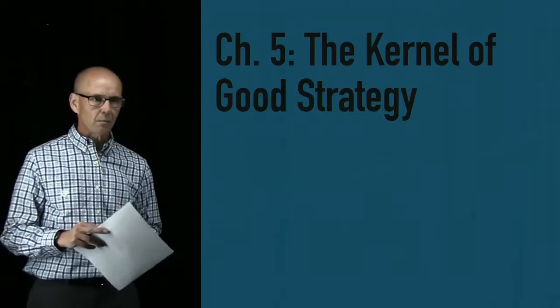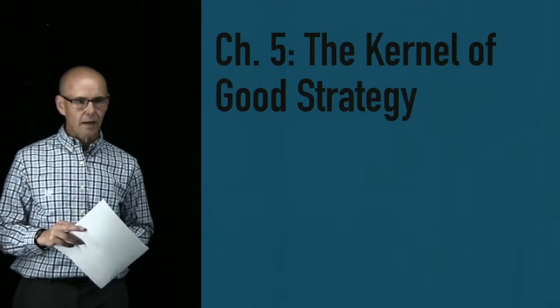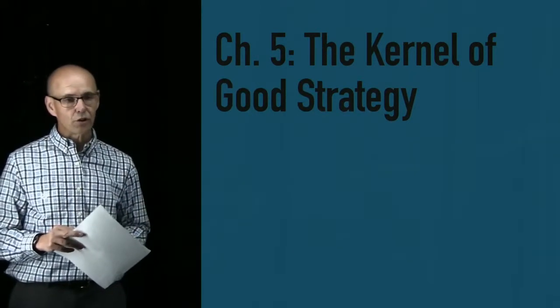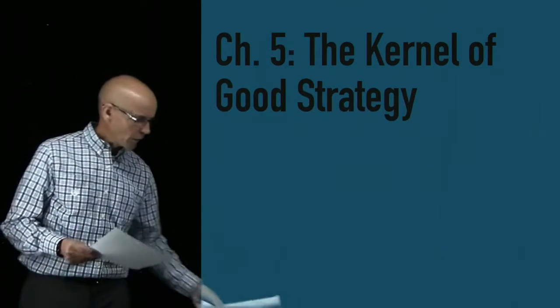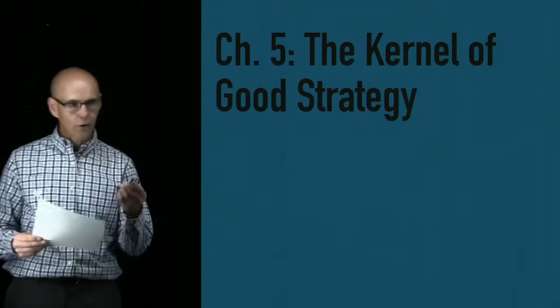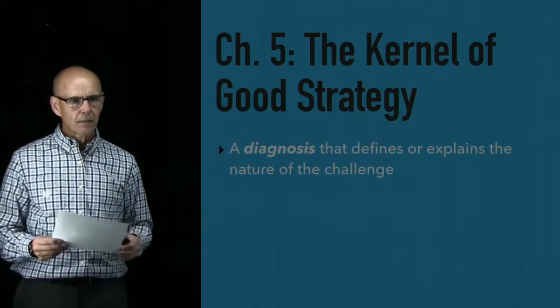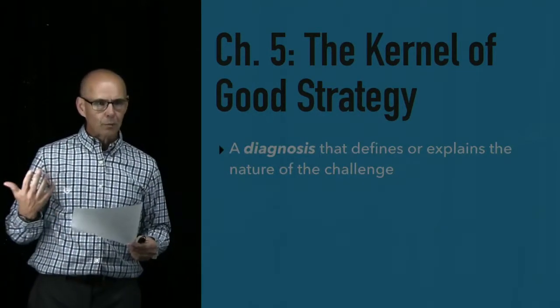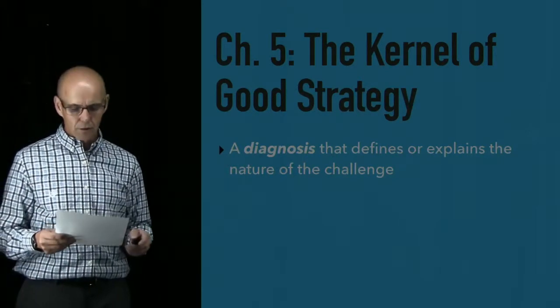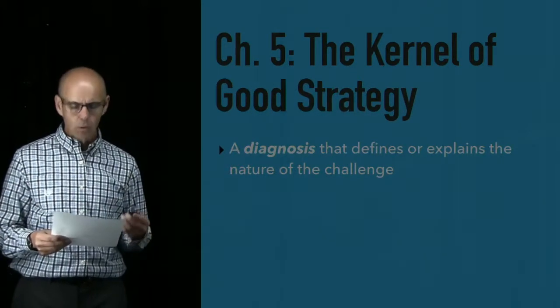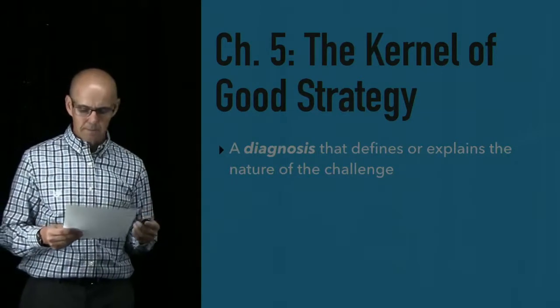We'll spend a little bit more time on chapter 5, which is titled The Kernel of Good Strategy. So Rumelt talks about there being three parts to good strategy, or the kernel of good strategy. The first part is a diagnosis that defines or explains the nature of the challenge. So really, what's going on?